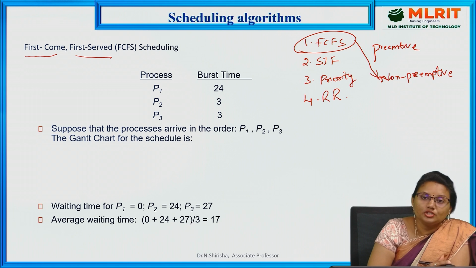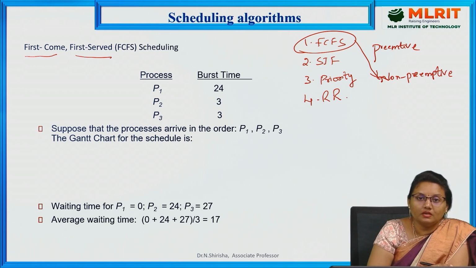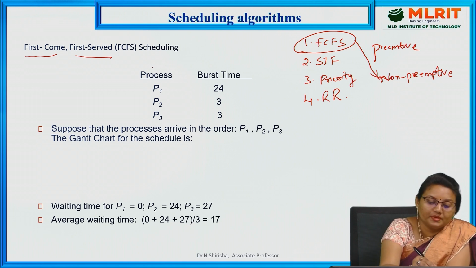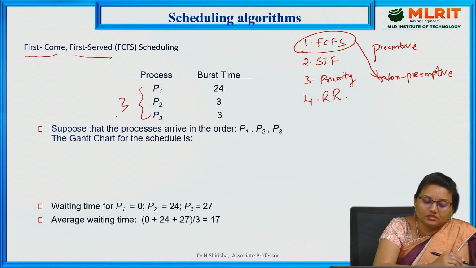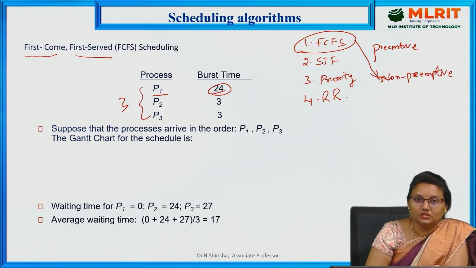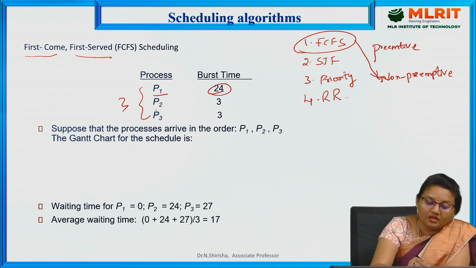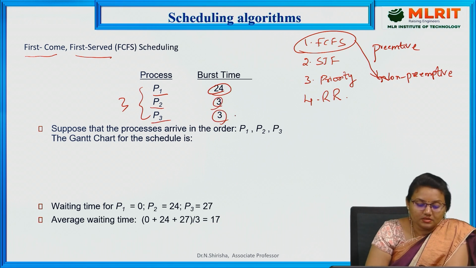Every scheduling algorithm takes 2 inputs. One is the number of processes. So your number of processes is 3, and the burst time of P1 is 24. This is the CPU burst. P2 is 3 and P3 is 3. And there are processes arriving.